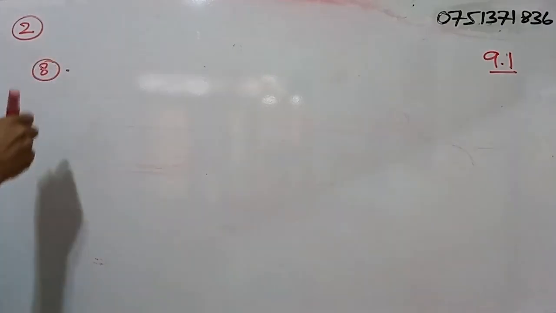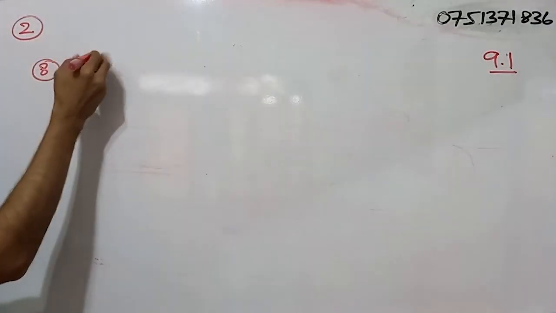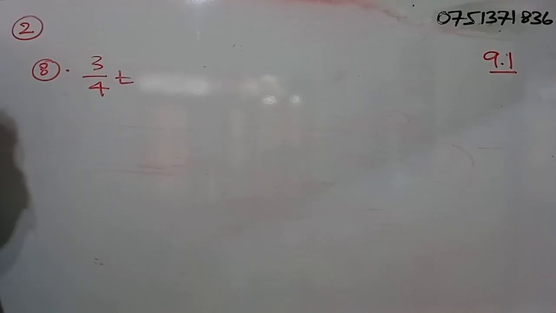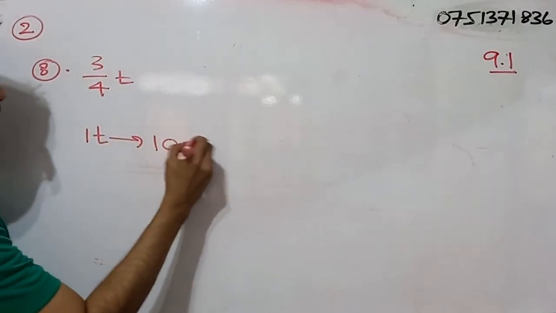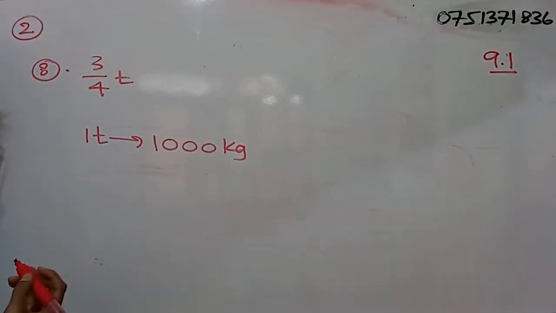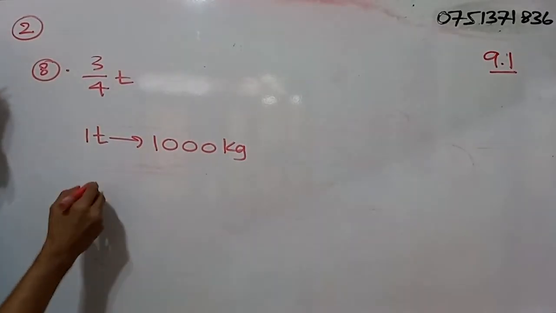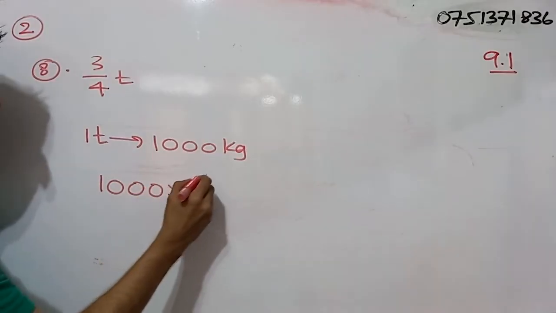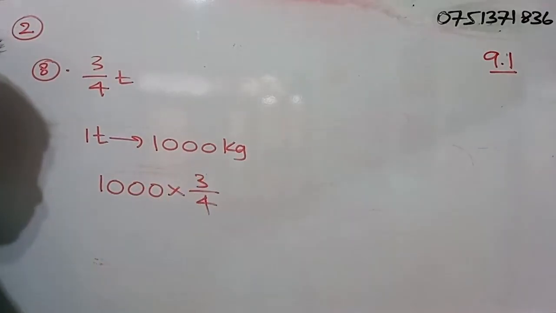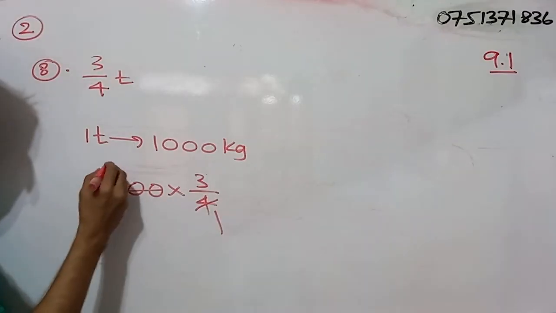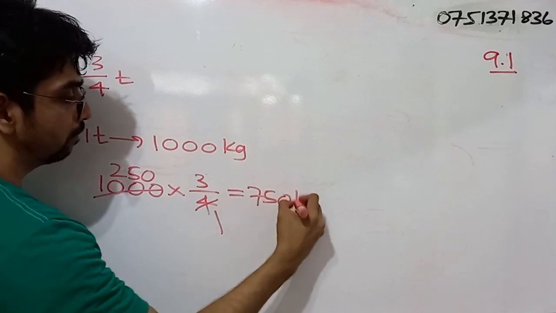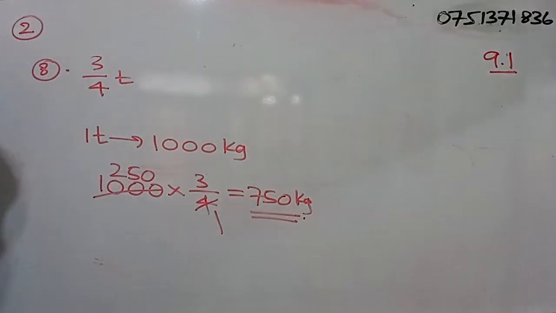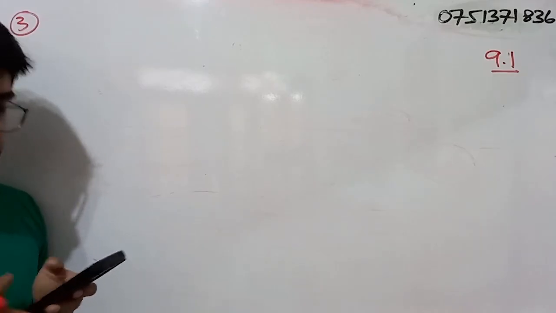Okay, part 8. So we have 3/4 of a ton. So we know 1 ton, that is 1000 kilograms. So 3/4 from this. So what do we have to do? 1000, we have to multiply that by 3/4. Right? 4 times 1, 4 times we get 250. 250 into 3, what is that? 750 kilograms.